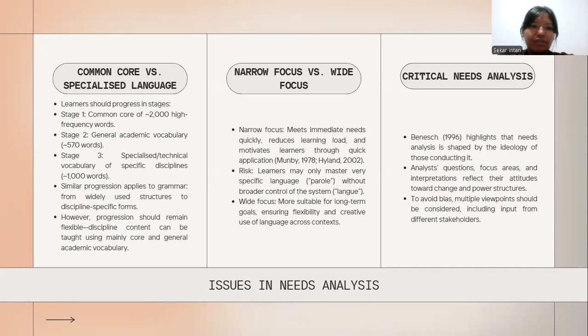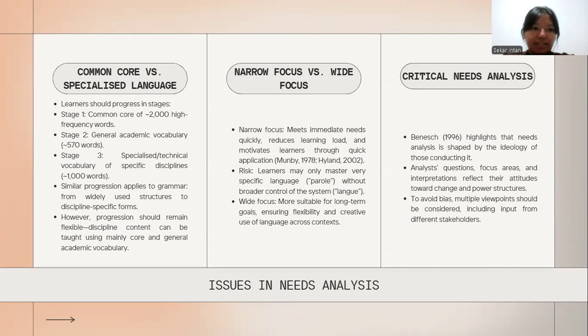On common core versus specialized language, a learner should usually start with a common core vocabulary, for example about 2,000 words, then move to academic vocabulary, and finally to discipline-specific words. Second, a narrow focus quickly meets specific needs but risks limiting learners' flexibility, and a wider focus prepares them for long-term language growth.